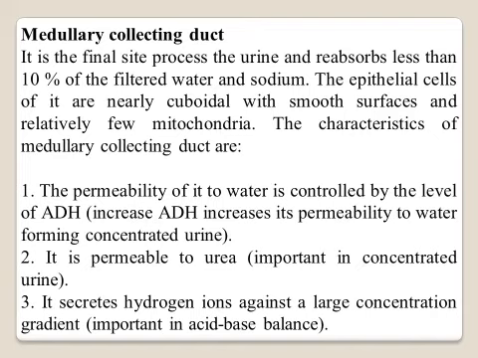النقطة الثانية, it is permeable to urea, important in concentrated urine. كلش مهمة هاي النقطة, إنه هذا الميدلري collecting duct it is permeable to urea, وحنقول نستفاد من هاي المعلومة in the future. ثالث نقطة it secretes hydrogen ion against large concentration gradient, so it is important in acid-base balance.